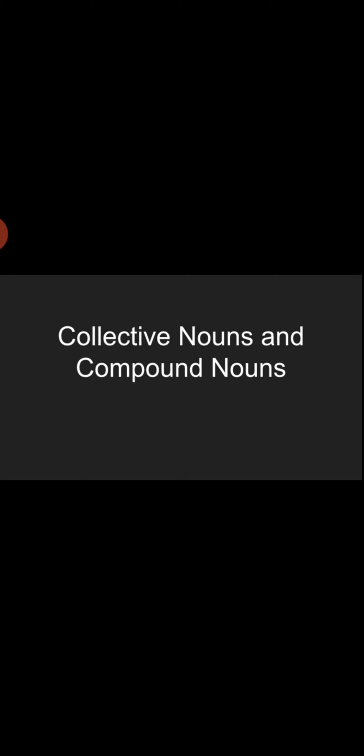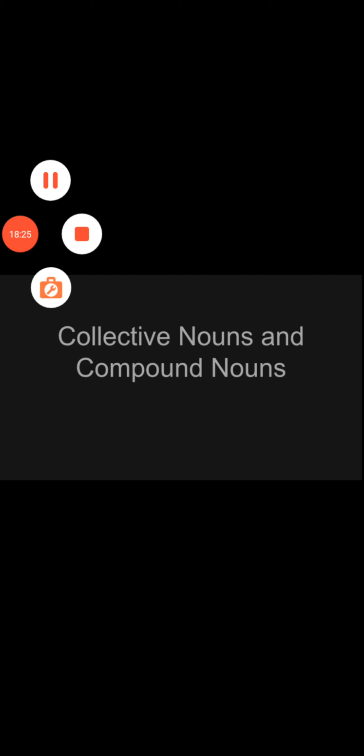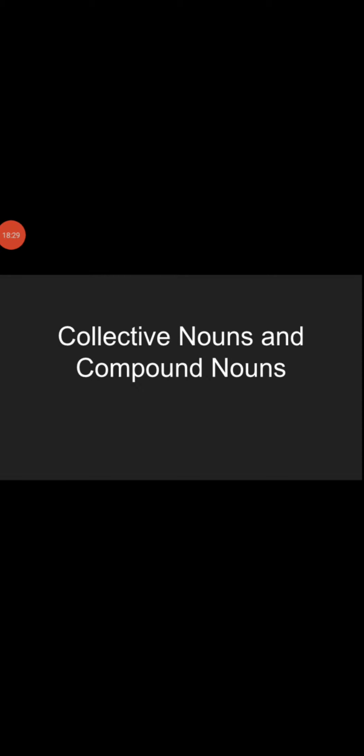Now we are going to see collective nouns and compound nouns. A collective noun refers to a group of people, animals, or things treated as a single unit. For example, army, family, fleet, flock, bunch, team. You have to remember that it is always a group of people, not a single person who is alone. In the same way, a group of animals is a collective noun, or things treated as a single unit. Whatever comes under a single unit is called a collective noun.